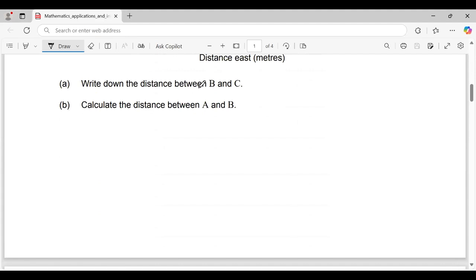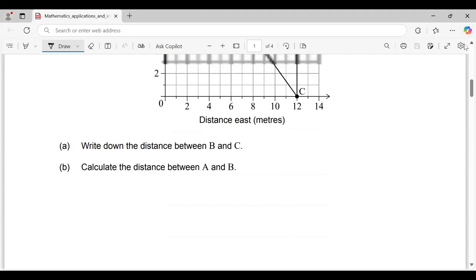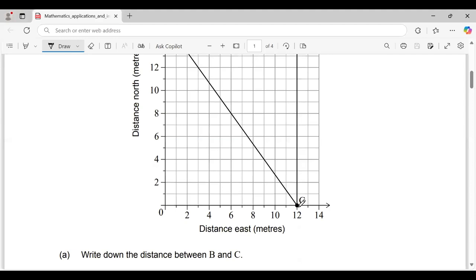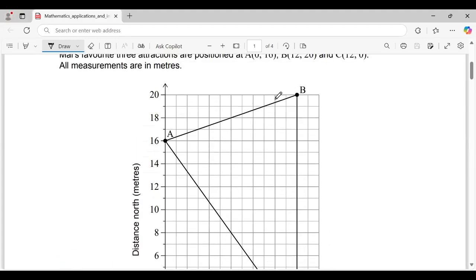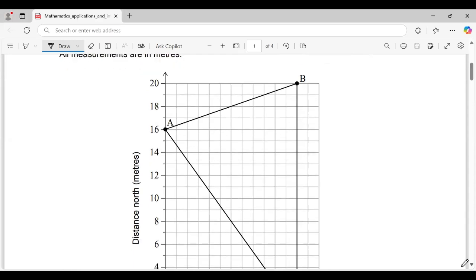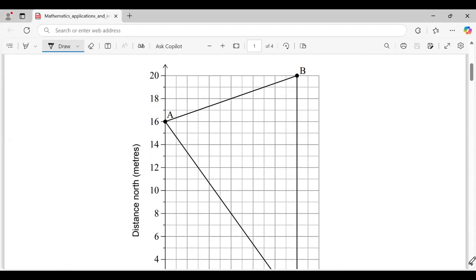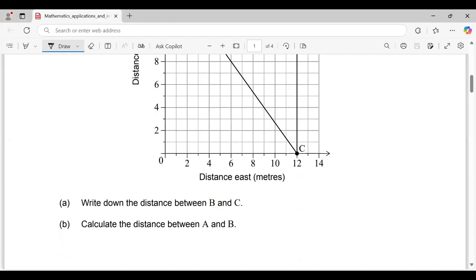Write down the distance between B and C. The distance between B and C, this is coordinate point B, so B and C, 0 to 20. So it means the distance is 20 meters.